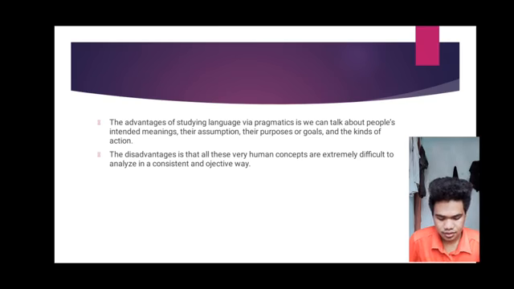It means we can know their assumptions when they talk, we can know what they mean. So we study language by pragmatics, and there is no miscommunication after we study this.